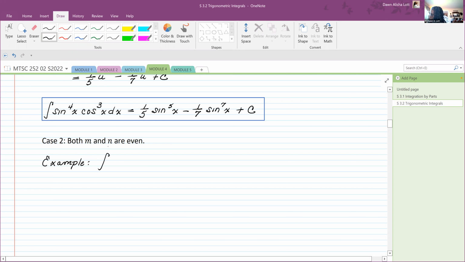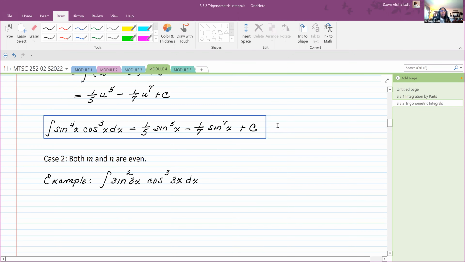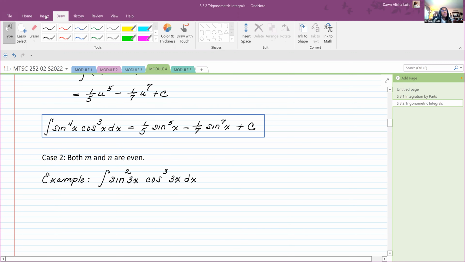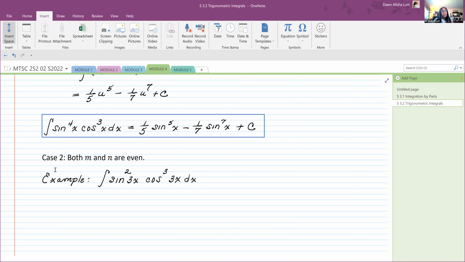The integral of sine squared of 3x cosine cubed of 3x dx. Now these are the hard ones. Even if I just have sine squared or sine to the 4th, I know he did one of those. These are the difficult ones, and the reason is because we have to make use of that other formula up there. So for this one, we have to make use of the double angle formulas.